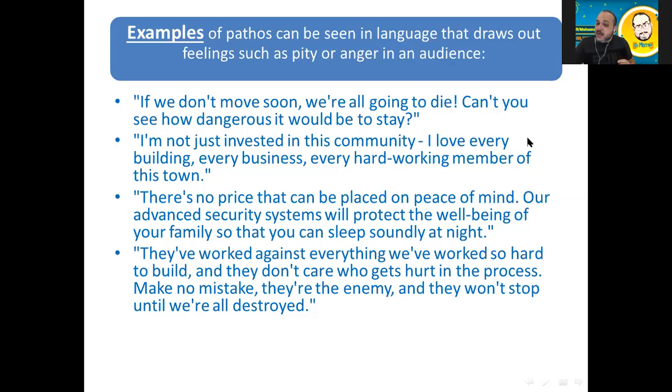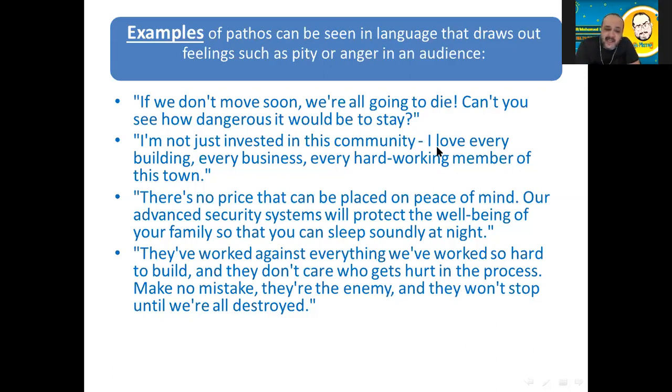If you do not use your face mask in crowded places, a lot of people will get infected and we might die. Okay? Number two: I'm not just invested in this community. I love every building, every business, every hardworking member of this town. He's also addressing their emotions.